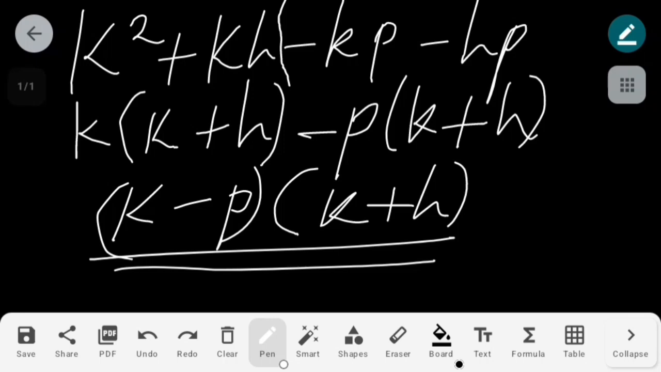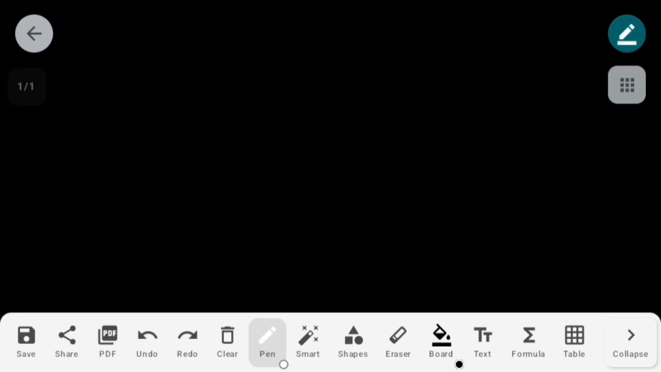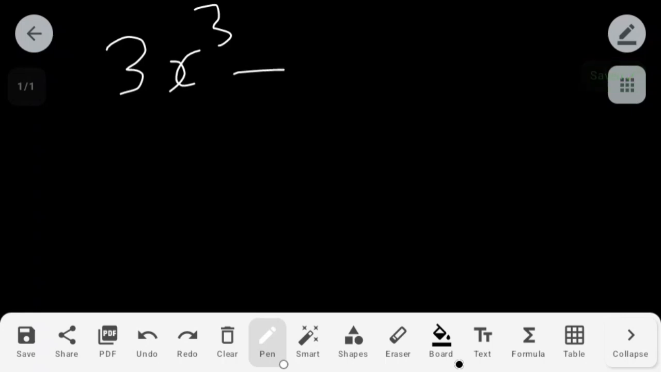So I'm going to do the last question, which was from November 2011, paper 1, which was a combination of factoring out and difference of two squares. The question says factorize completely 3x cubed minus 12x, like this. To factorize this, first we have to factor out. A common factor of 3 and 12 is 3, and a factor of x cubed and x is x here.